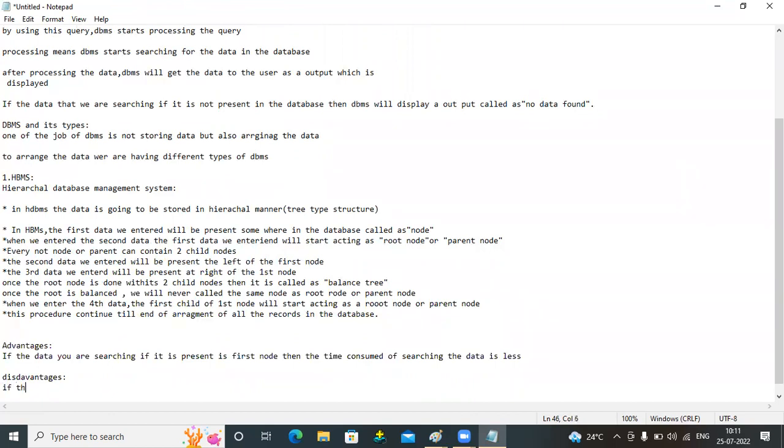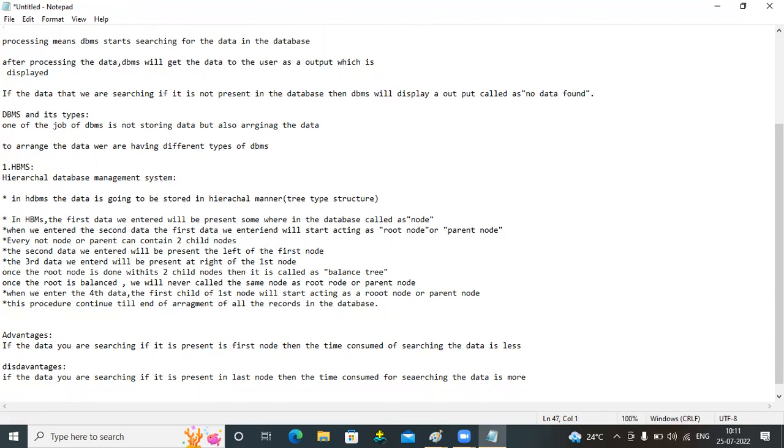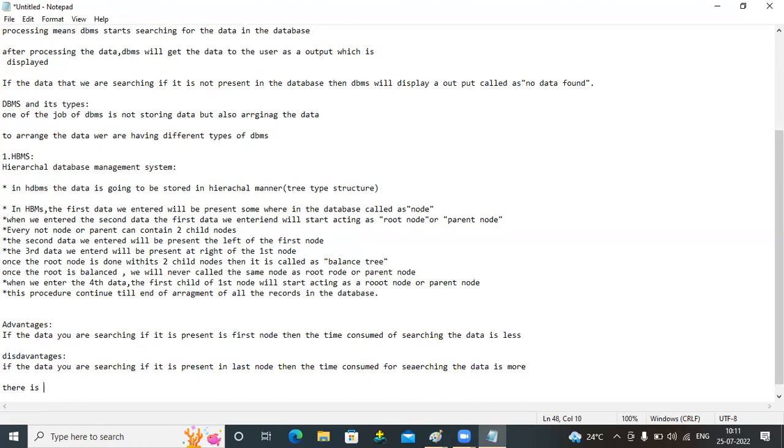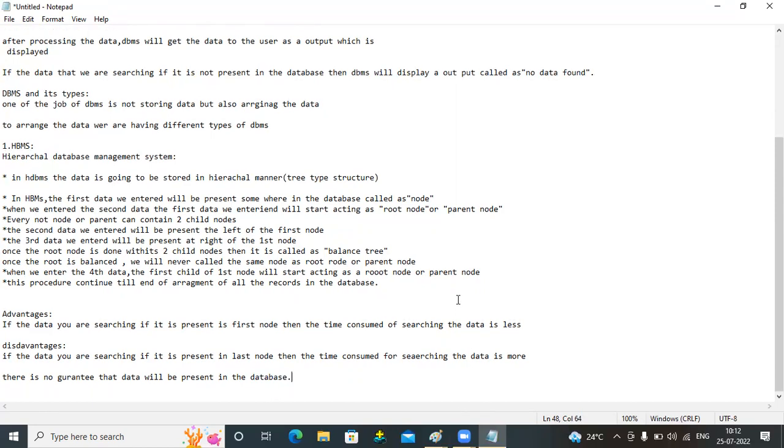Disadvantages, it's very easy. If the data you are searching is present in the last node, then the time consumed for searching the data is more. So there is no guarantee that the data will be present in the database. Okay, I hope you understand this video.